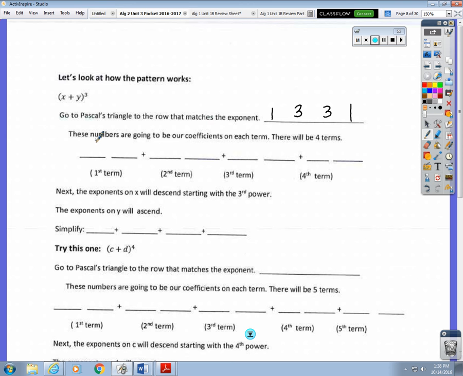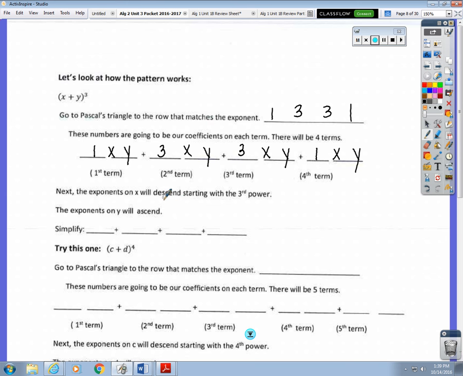Now, what those numbers are, pay attention. Those numbers are your coefficients. So 1 is going to be the coefficient of the first term, 3 is going to be the coefficient of the second term, another 3 is going to be the coefficient of the third term, and 1 is going to be the coefficient of the fourth term. Okay, the next thing you're going to do is bring down the terms that are inside the parentheses. You list them in order, x, y, on every term. You have to list them in the order they were given to you.